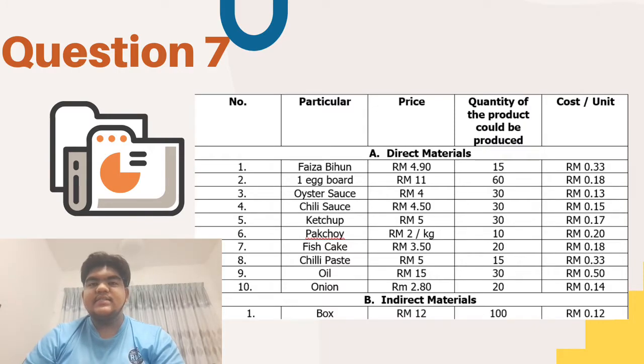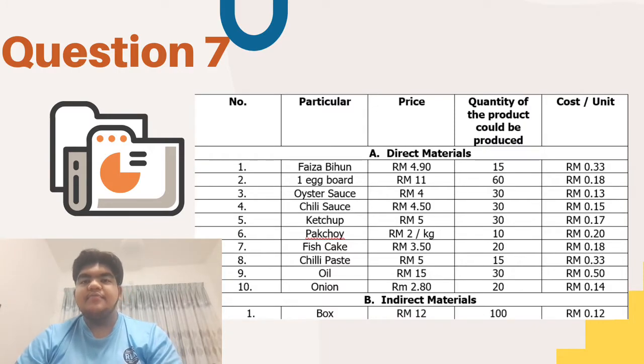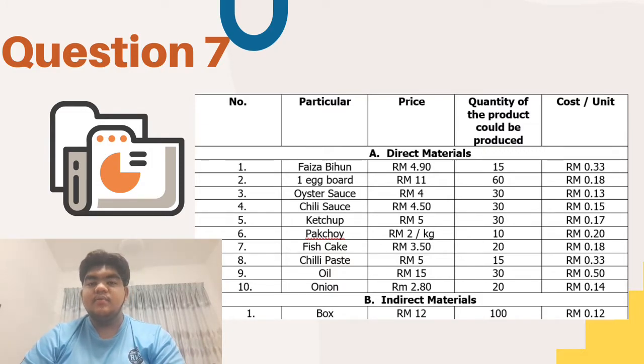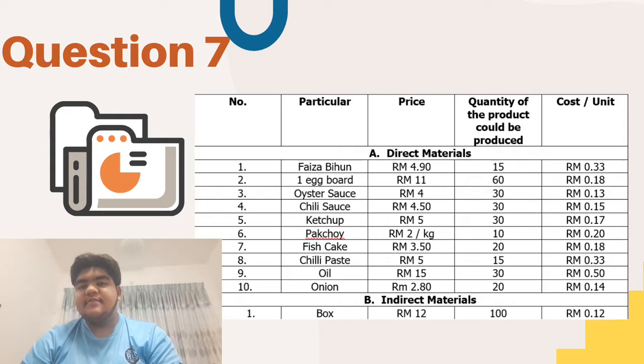Next item on the list is ketchup with the price of RM5. It can be used to produce around 30 servings with the cost per unit of RM0.117. Next is our vegetable, which is pak choy, with the price of RM2 per kilogram. It can be used to produce around 10 servings with the cost per unit of RM0.24.